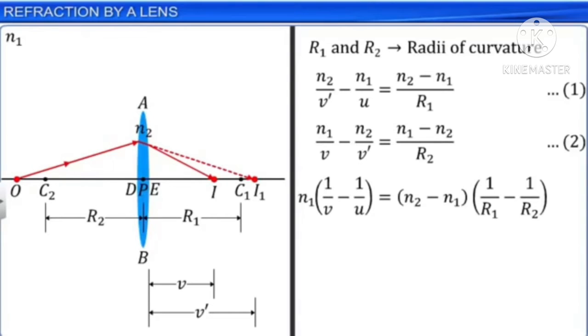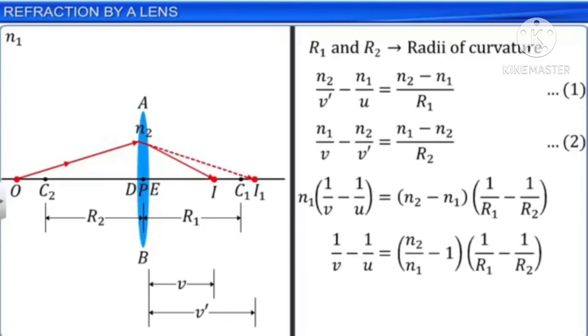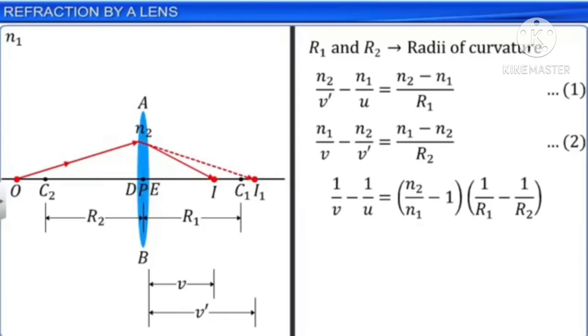If the object is at infinity, the image will be formed at the second principal focus. That means, if u is equal to infinity, then v is equal to focal length f. Therefore, equation 3 can be written as 1 by f is equal to N21 minus 1 into 1 by R1 minus 1 by R2. Let this be equation 4. This equation is known as lens maker's formula.